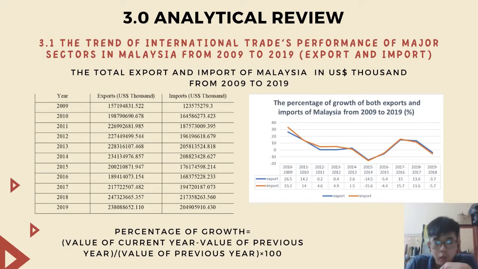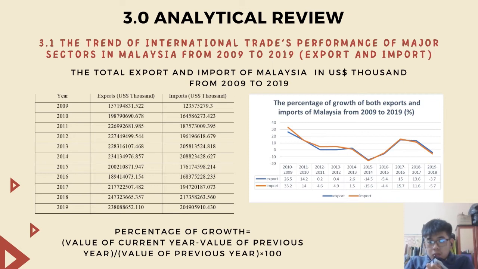My name is Loi Mun Hon and my metric number is 278695. I'm going to present on the trend of international trade's performance of major sectors in Malaysia from 2009 to 2019. From the table and graph, we know that the export of Malaysia has experienced an overall rise from year 2009 to 2014. Despite that, the value of export decreased after year 2014 to year 2016 and eventually bounced back up in 2019. The same situation happened to the total import of Malaysia from around the world at around that time.